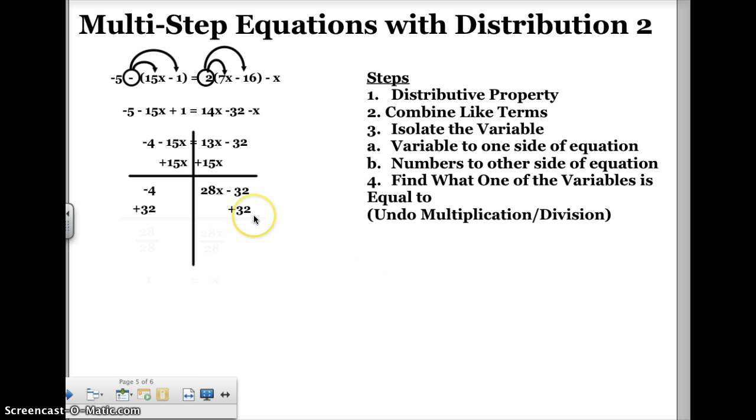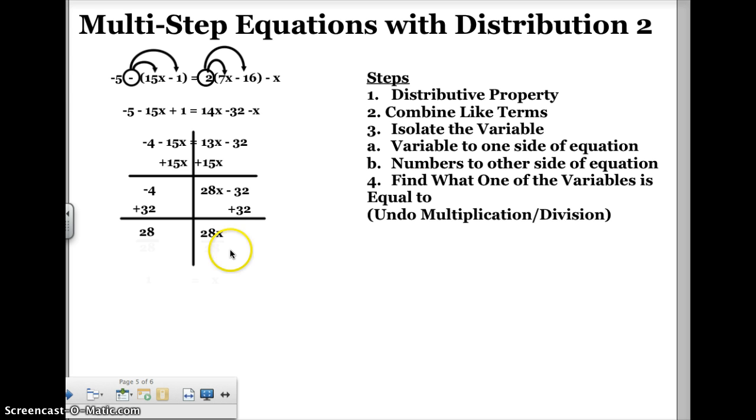Negative 32 and positive 32 on my right side make 0. So I'm just left with 28x. Negative 4 and positive 32 make positive 28. So on the left side, I have 28.